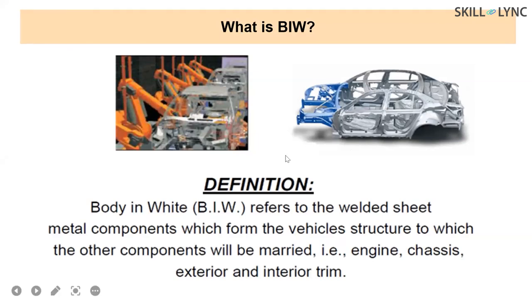Any doubt in this? I will repeat the thing. We have two technologies. One is body on frame, where we have the chassis. Chassis means a frame to which all the systems like suspension systems, engine compartment, everything will be attached, over which we build the car body, the exterior of it. Another method is where we have different sheet metal components welded together to form the vehicle structure. Over this vehicle structure, we attach all the other components.